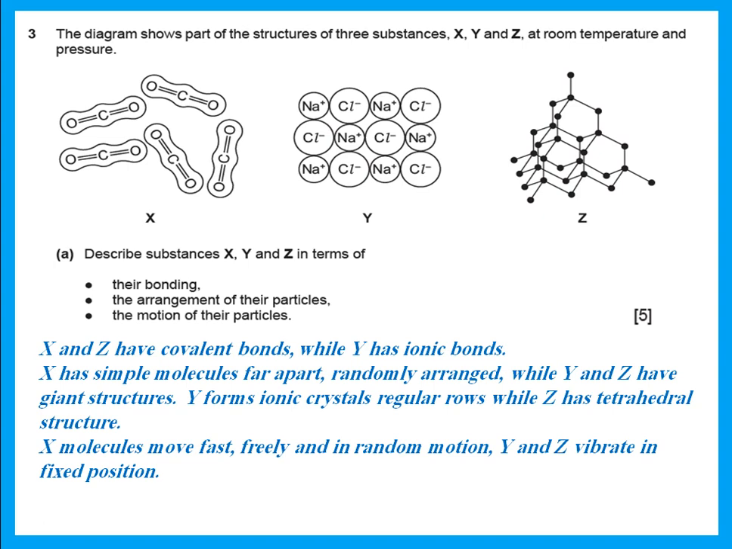What about motion of their particles? How do the particles in X move? X is a gas. How do the particles of a gas move? They move fast, freely, random motion. Y and Z are solids. Sodium chloride, ionic compound, is a solid. Diamond is a solid. So if we say how do the molecules move, they vibrate in fixed position.